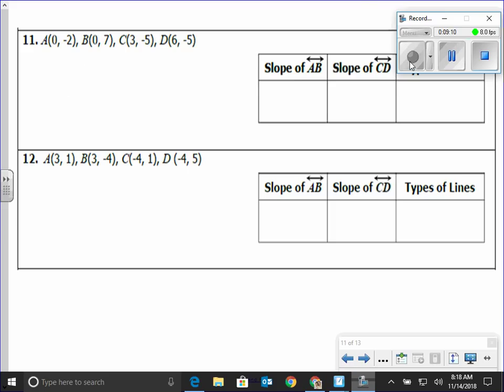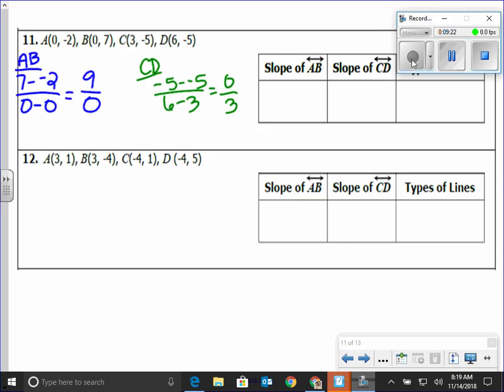So go ahead for this one. It's not on your paper, but just somewhere scratch. Find the slope of AB and then find the slope of CD. All right, so when we work out the slope of AB, we get 9 over 0. You never leave it with a 0 in the denominator or a 0 in the numerator. You need to tell me what that means. So what is actually 9 over 0?